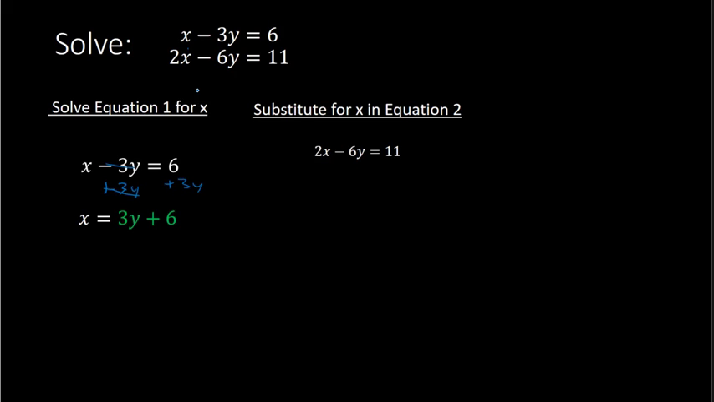So here in place of x, I'm going to plug in the 3y plus 6. And then from here I can solve. So I now have 6y plus 12. And then the 6y minus 6y, those will cancel out, and that gives me 0. So I'm left with 12 equals 11.